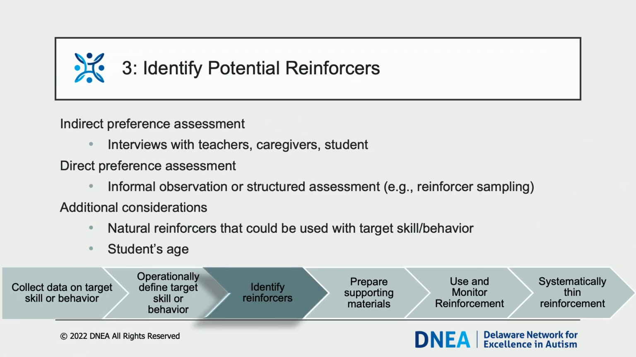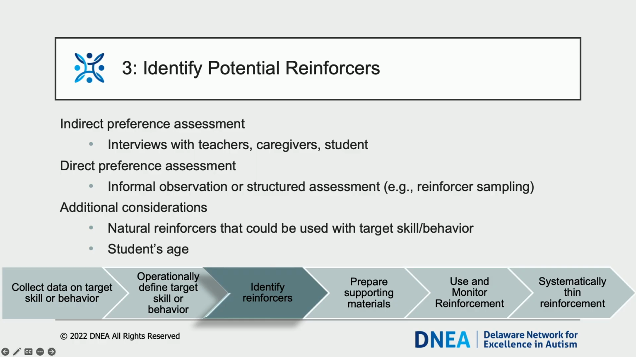Step 3 is to identify potential reinforcements. Remember that there are so many things that may function as reinforcers, and we want to individualize our reinforcement. Conducting regular preference assessments is key, as preferences can shift, sometimes quickly, and preferences do not always equal reinforcement. Preference assessments can help us identify potential reinforcers.